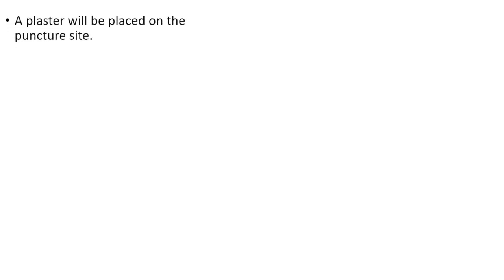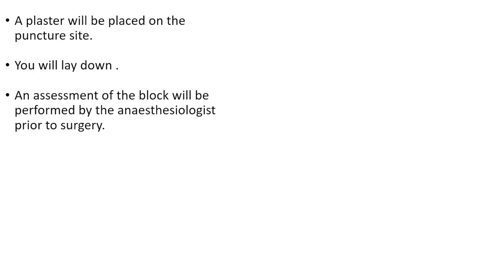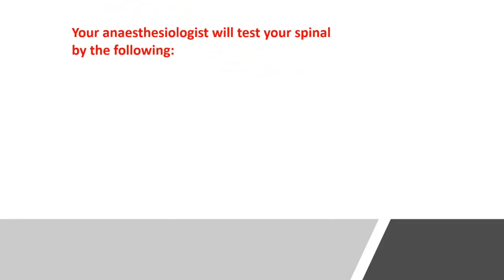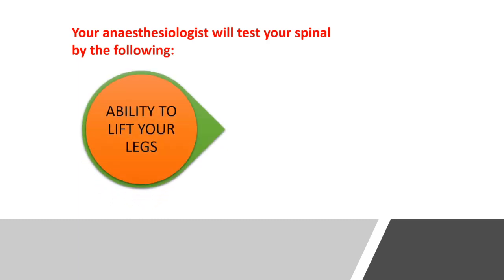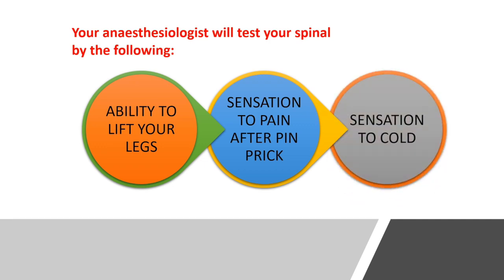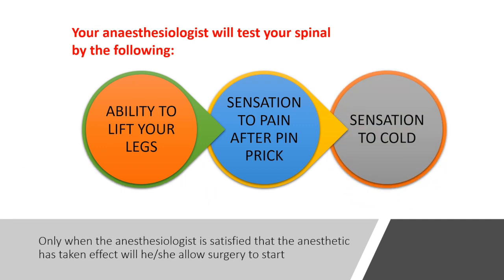The spinal needle will be completely removed and a plaster placed at the puncture site. You will then be assisted to lay on your back, and your anesthesiologist will test the spinal block to make sure it is working well. The spinal may be assessed by one or more of the following: the ability to raise your legs, sensation to pain after a pinprick, or the sensation to cold. Only after your anesthesiologist is satisfied that anesthetic is working well will he or she allow surgery to start.